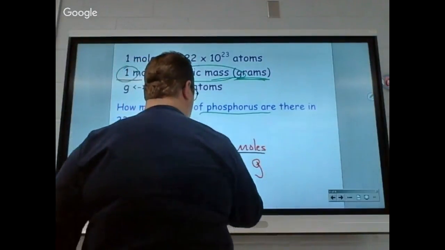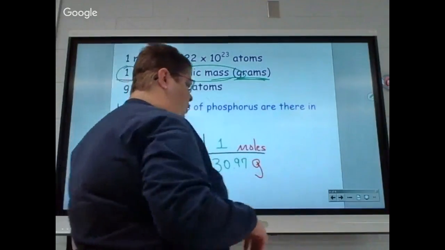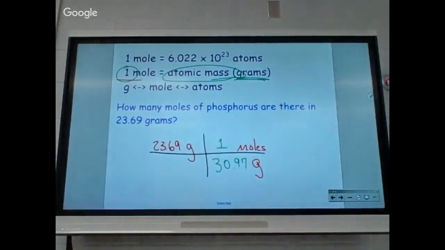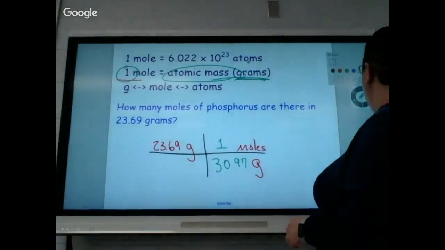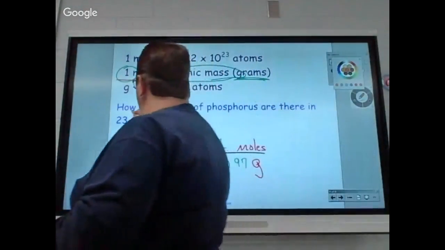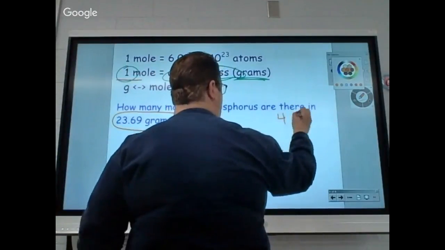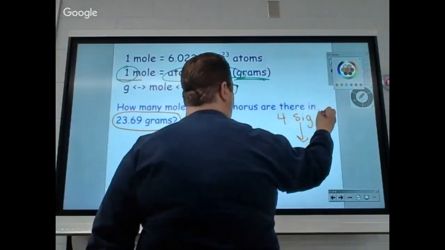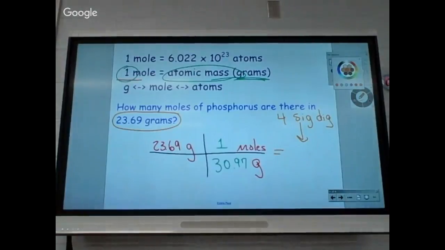30 what? All right. Now, when you calculate, we spent, I don't know, 2 days, 3 days, practicing with significant digits, right? Now, I told you when you calculated, you only use the numbers where? In the problem. So, how many significant digits do we have in the problem? 4. So we need 4 significant digits in our answer when we calculate. Okay? So calculate, round to 4 significant digits.